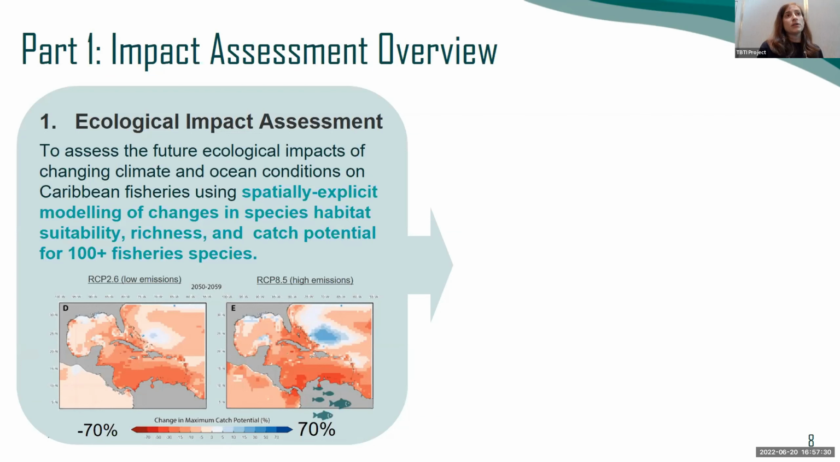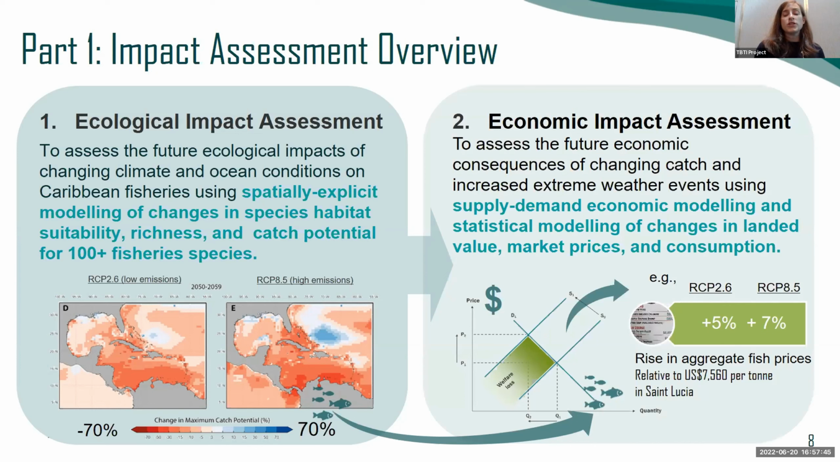We carried out an ecological impact assessment through spatially explicit modeling of climate change impacts on the habitat suitability, richness, and catch potential of over 100 individual Caribbean fisheries species, and then used those changes in catch potential to further project economic impacts through changes in availability and pricing through supply-demand models. And these products were really great. They really improved the information base available in the region for adaptation, but they are not sufficient on their own to inform adaptation. And so they were complemented with the development of a tailored monitoring framework.